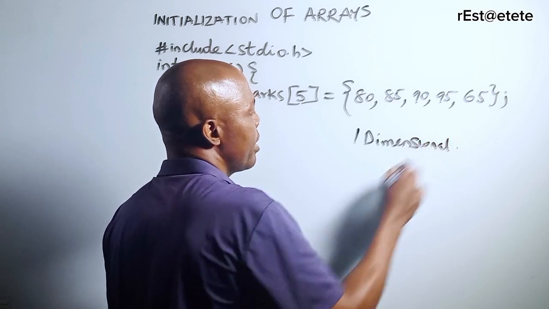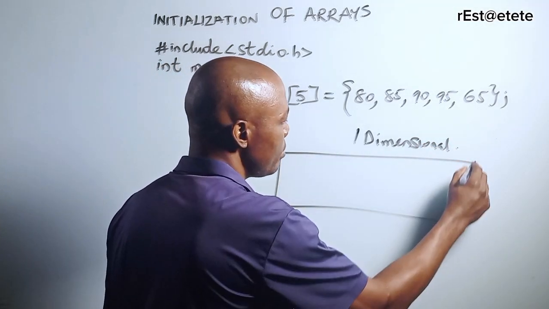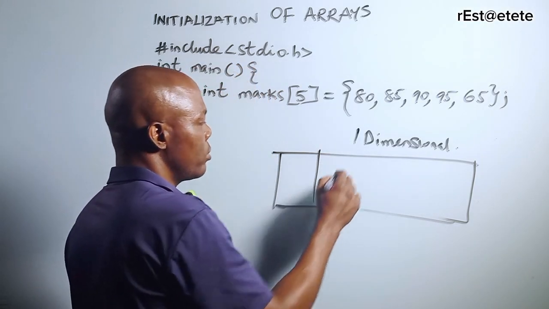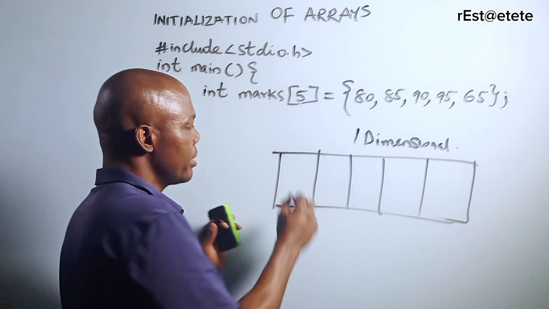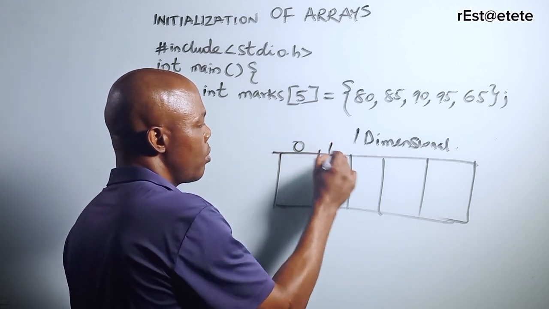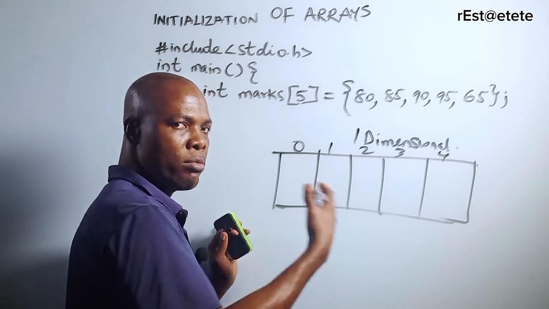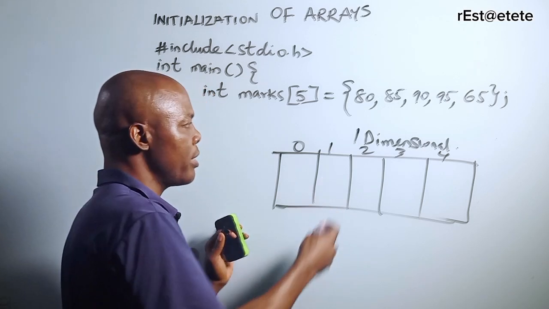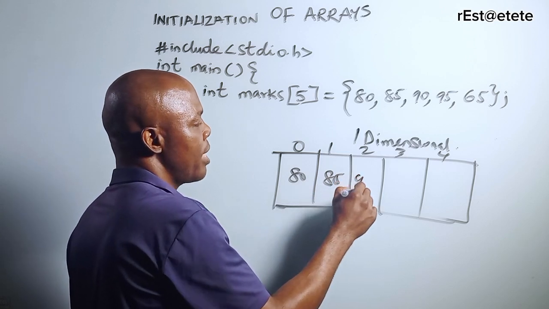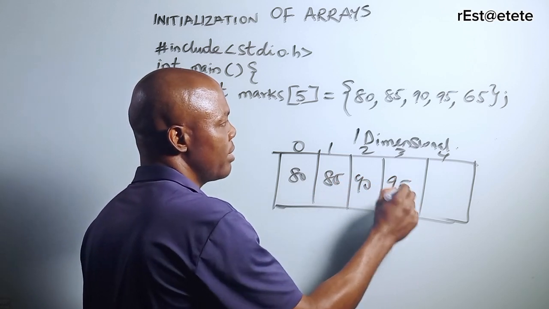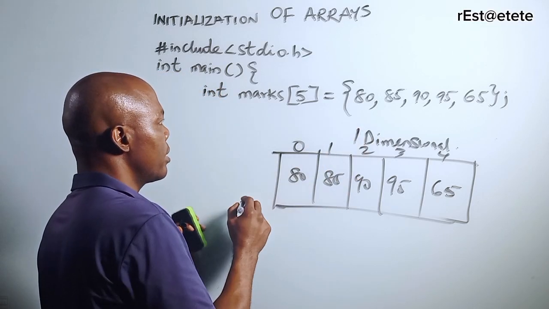One-dimensional array. And don't forget, memory is like this. So I'm just going to have 1, 2, 3, 4. So indexing will be what? Starting from 0, 1, 2, 3, 4. That is the indexing, how you'll be able to access the values of the array. So now I'm putting 80 here, 85 here, 90 here, 95 here, 65 here. So this is max.